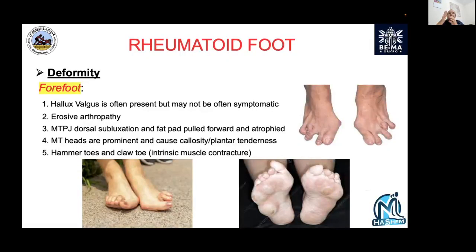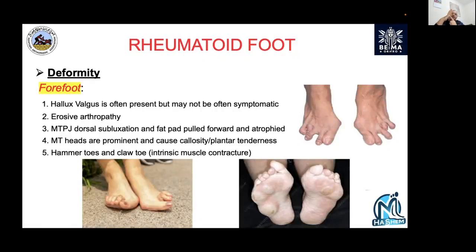With time, it starts to cause joint arthritis and, at the same time, soft tissue destruction. And as you understand, rheumatoid is definitely a very destructive inflammatory condition, especially for soft tissue. The earliest soft tissue to get damaged is the plantar plates, and once the plantar plate is gone, the MTP joints in the lesser toes dorsiflex and dislocate dorsally, and that's why you feel the metatarsal heads are prominent, and there is some callosity and plantar tenderness underneath.